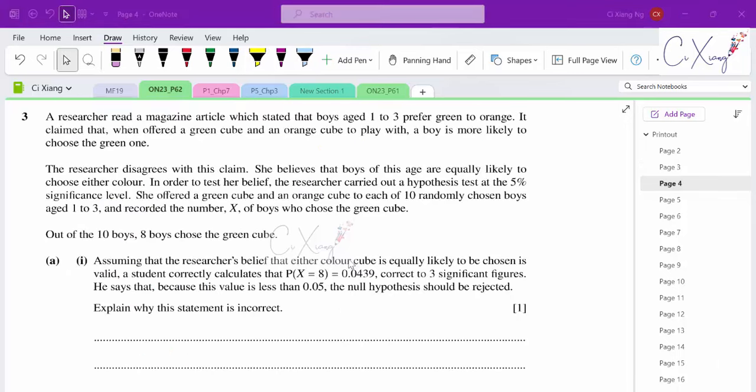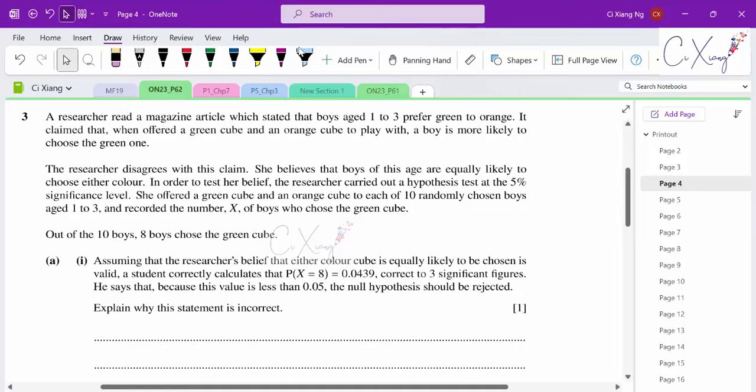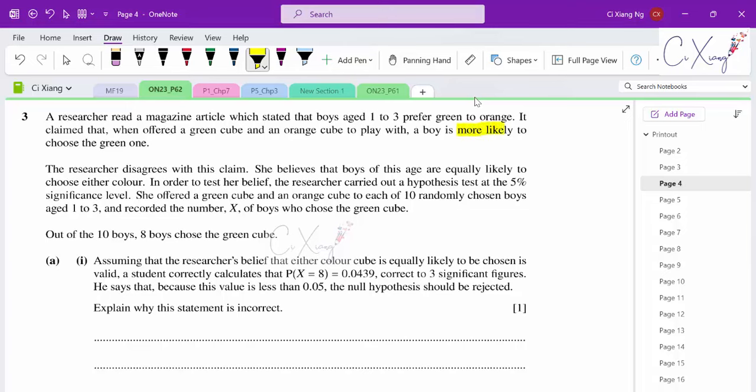Right, so now we are at question number 3. A researcher read a magazine article which stated that boys aged 1 to 3 prefer green to orange, and it is claimed that when offered a green cube and an orange cube to play with, the boy is more likely to choose the green one. More likely.